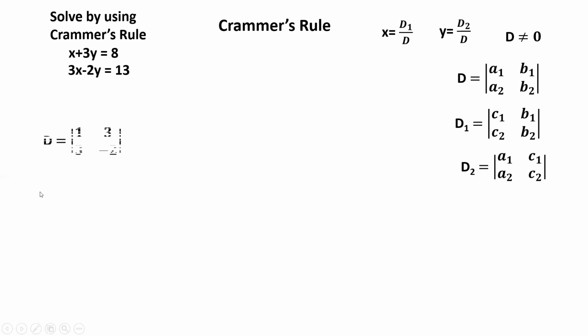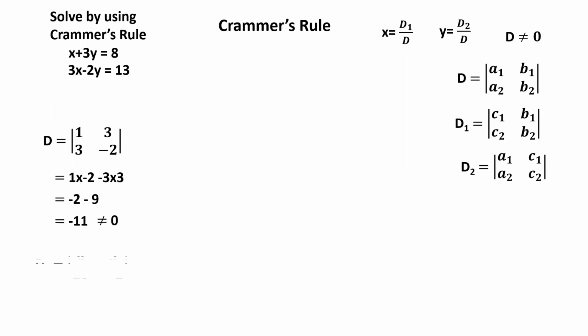Now, first of all, we should get d. I told you how to get d. It's the coefficients of x and y. In the first equation, the coefficient of x is 1 and the coefficient of y is 3, so it's 1, 3. And in the second, it's 3, minus 2. You know how to get the determinant. We get it by multiplying 1 times minus 2 along the main diagonal, and then subtracting 3 times 3. So that is minus 2 minus 9, which is equal to minus 11, and which is not equal to 0. That means we have a solution, right?